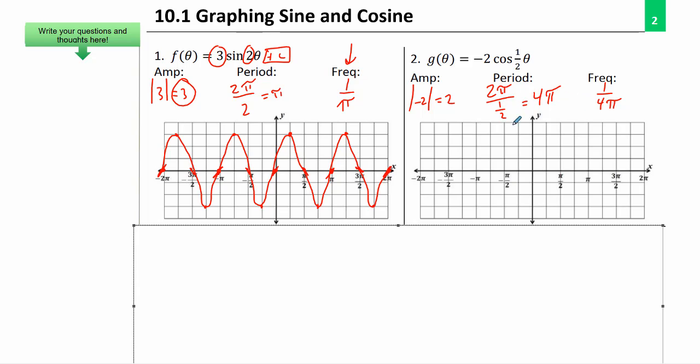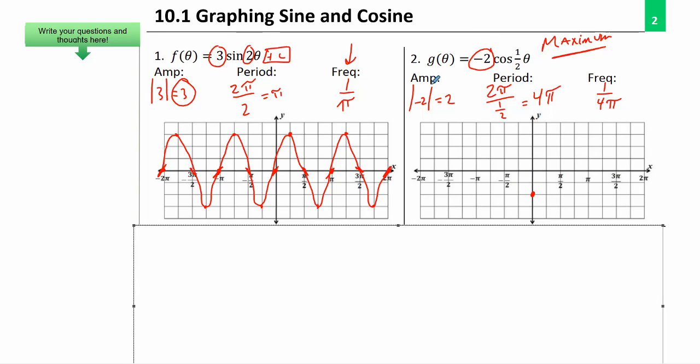So what happens? Remember, our cosine starts at a maximum. But this is negative, so now it's going to be flipped. Okay, so now it's going to be flipped. So because the amplitude is 2, it's supposed to start at 1, but now it's going to start at 2, because the equilibrium point is the x-axis and it's 2 away from the x-axis. Okay, you got to think about that.